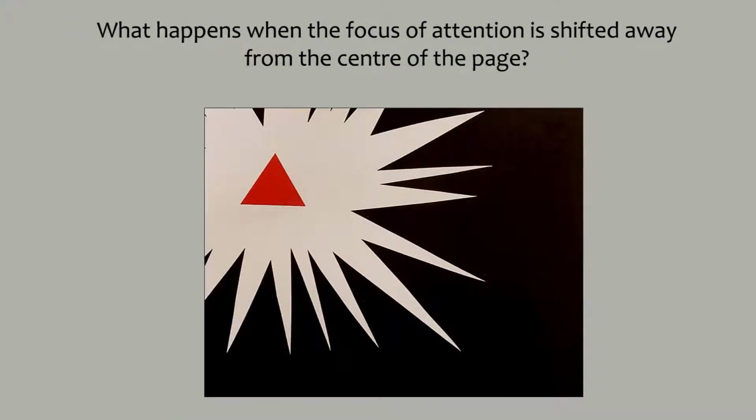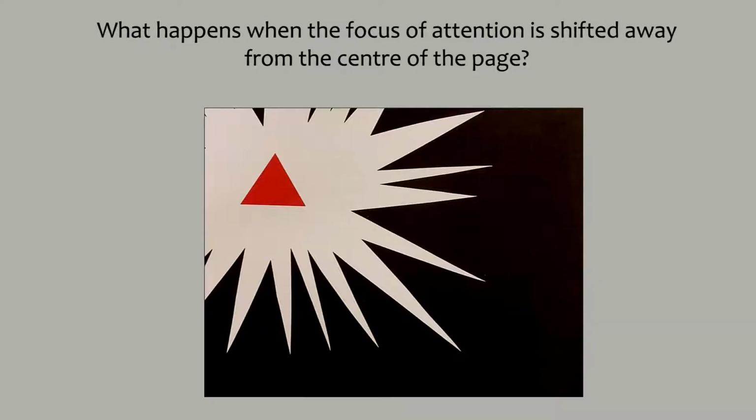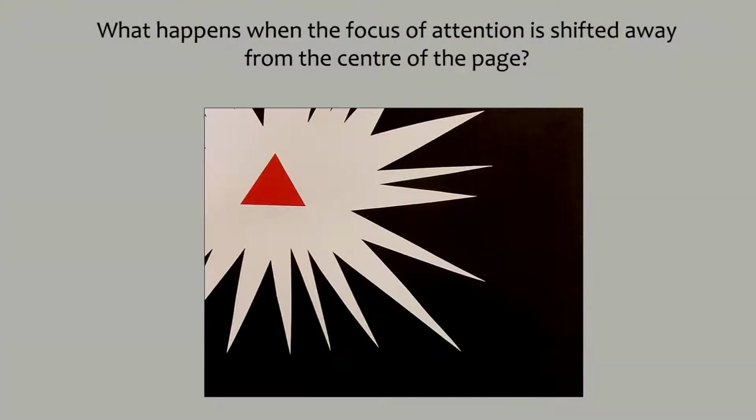Now, in the next one, you see almost the same composition, but shifted slightly towards the upper left corner of the diagram. So my question is, what happens when the focus of attention is shifted away from the center of the page? You give me the answer. What exactly has happened? Because the red triangle is once again the only red triangle in this same frame, we can't really say it has lost the kind of attraction it received when it was at the center of the frame.